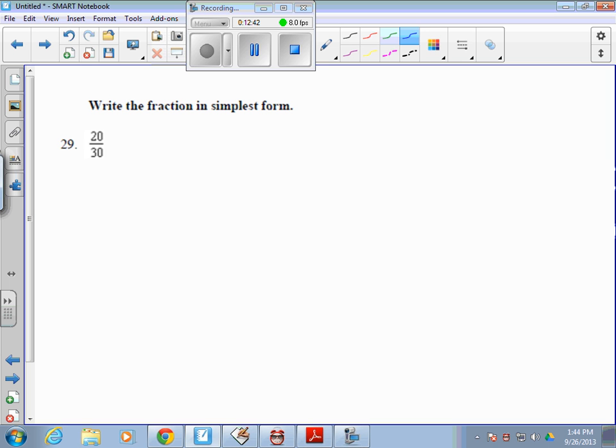Again, I know we're going fast because this is stuff we've been doing for a while. 20 divided by 30, cancel out the 0 over 0, or 10 goes into both, leaves you with 2 over 3. 30 says write 4 times 4 times 4 using an exponent. That's times itself 3 times, so 4 to the 3rd power.